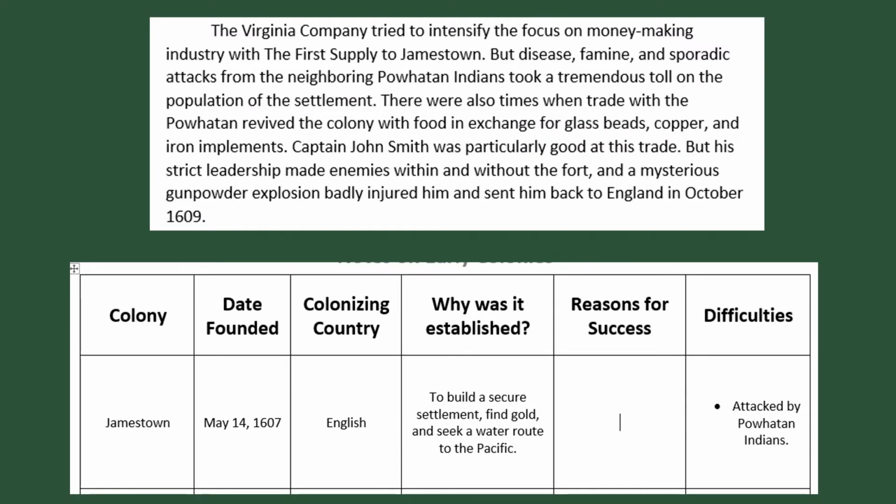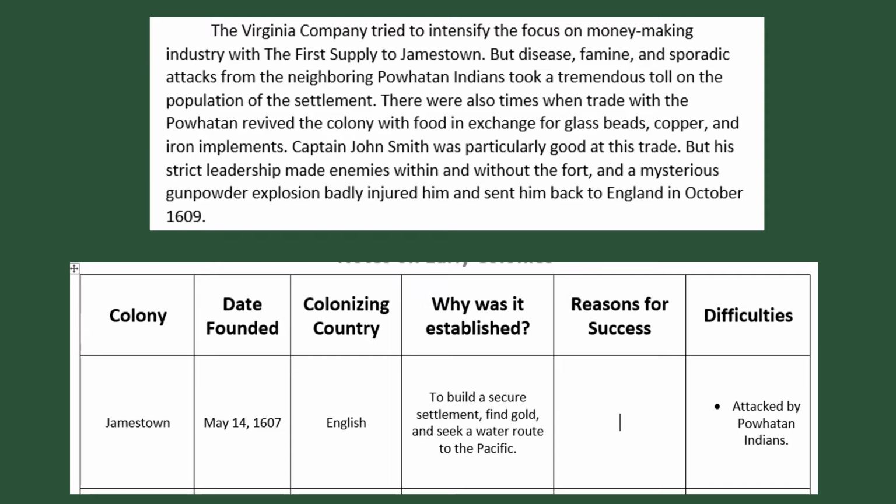The Virginia Company tried to intensify the focus on money-making industry with the first supply to Jamestown, but disease, famine, and sporadic attacks from the neighboring Powhatan Indians took a tremendous toll on the population of the settlement.